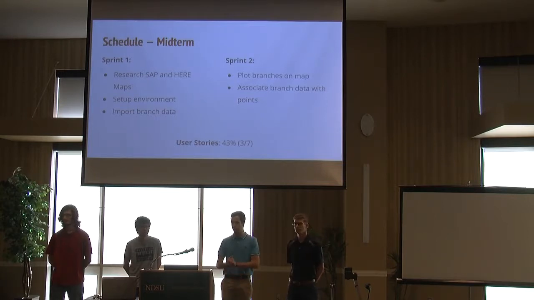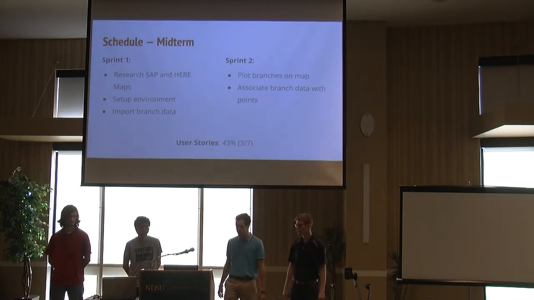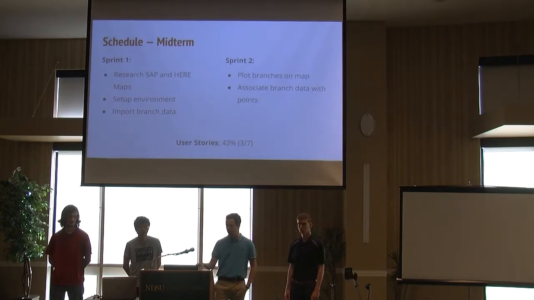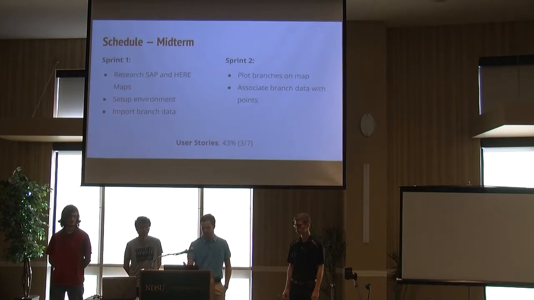And then we were planning to set up our environment and import all the branch data that our sponsor had for us. And then in Sprint 2, we were actually going to plot the branch data on our map client and then associate that branch data with the markers, so that when you click on a marker, you're shown all the data related to that branch. And you can see down below, we had planned 3 out of our 7 user stories for Sprint 1 and 2, just because we knew there would be some lag with the research part of it.